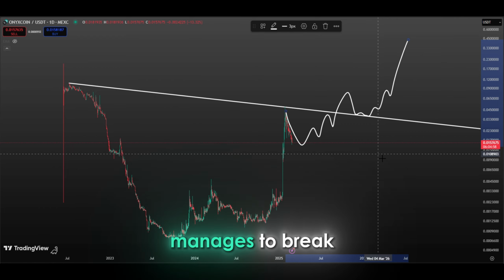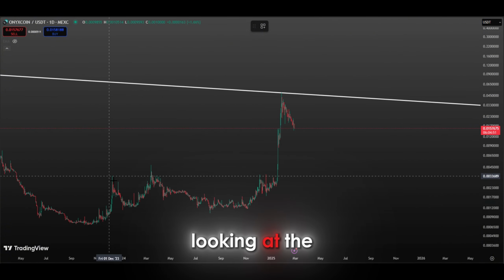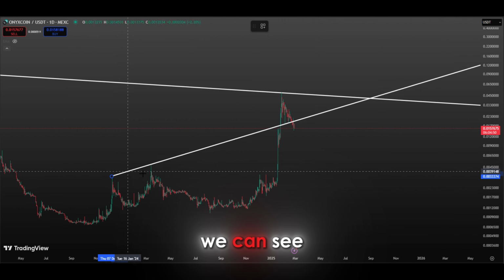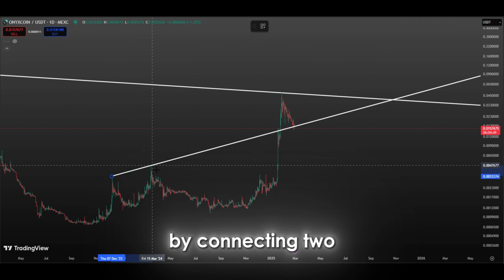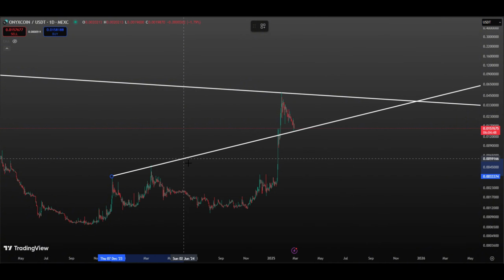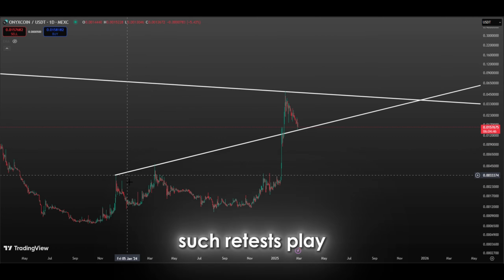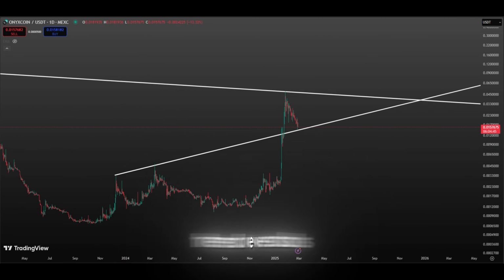If the price manages to break this trend line to the upside and retest it, it will be ready to rise and attract more investors. Looking at the price action on the chart, we can see that the falling trend line that we created by connecting two important tops was broken by the price to the upside, and it is currently making a retest move above this trend line. Such retests play a critical role in confirming trend reversals.